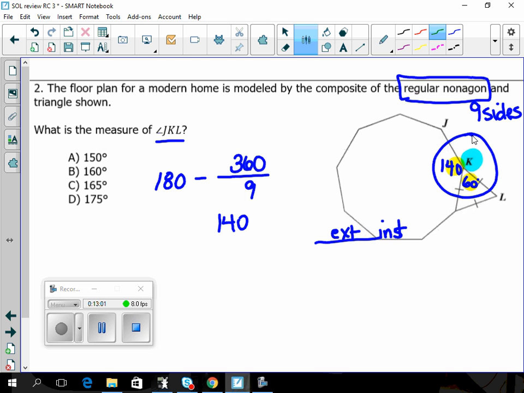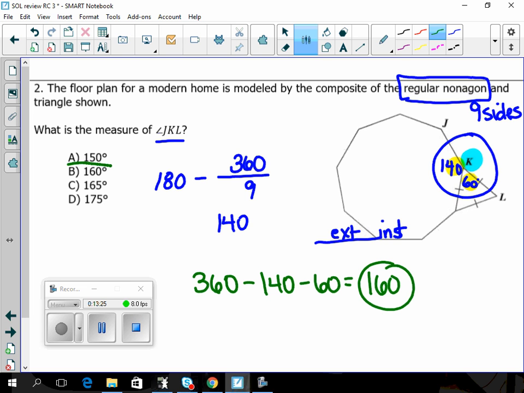Okay, again, we're looking at the 3 angles that I've drawn a circle around on the other side. What I'm looking for here is that I know that those 3 angles should add up to 360. So if I subtract them from 360, what I have left is 160. So angle JKL is, in fact, 160 degrees.